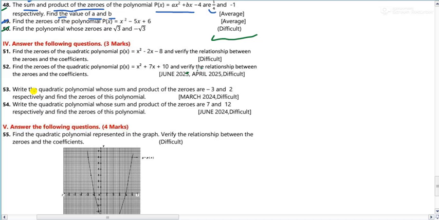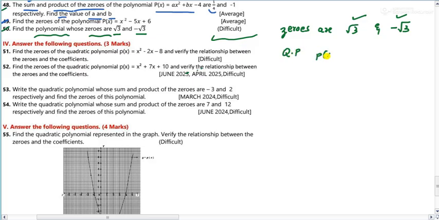Kindly mute yourself. See, they are asking to find the polynomial whose zeros are plus root 3 and minus root 3. So which type of polynomial are you going to get, whether it is linear, quadratic or cubic? Can anyone tell me that first? Zeros are root 3 and minus root 3. How many zeros have they given? 2. So 2 zeros means which type of polynomial? Yeah, so it will be a quadratic polynomial.